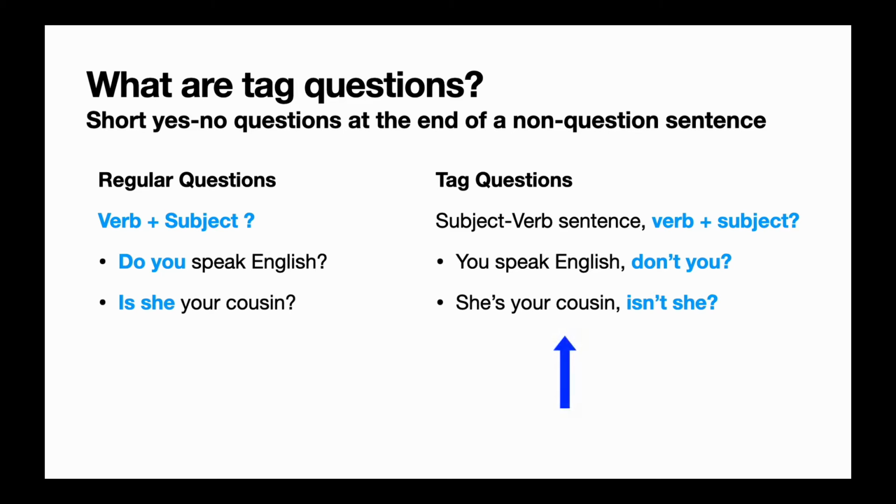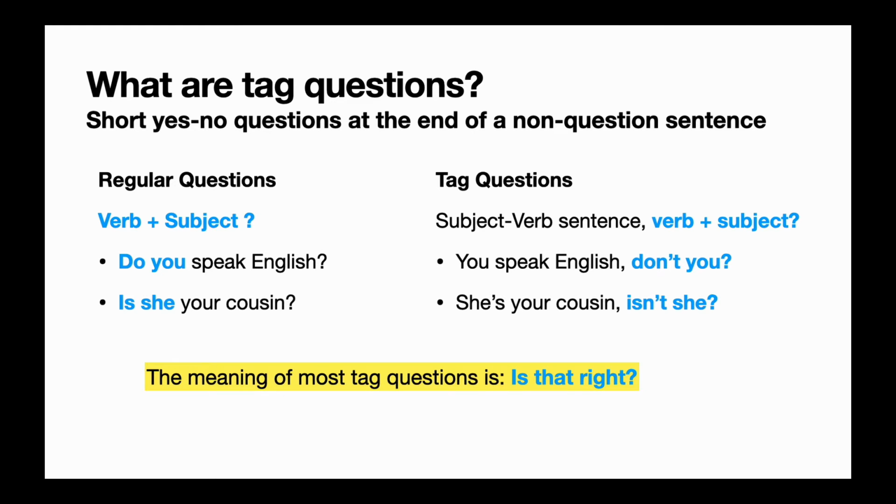In tag questions, we make a basic subject-verb sentence, and then we do the verb-subject question at the end. So instead of saying, do you speak English, we say, you speak English, don't you? Or, she's your cousin, isn't she?